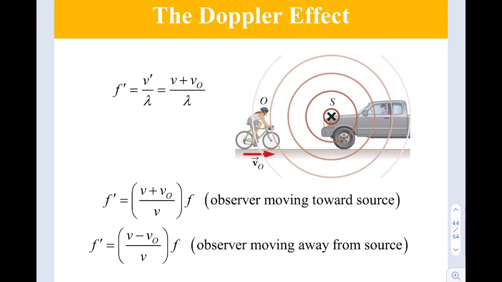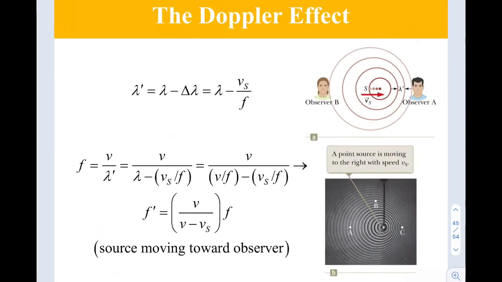So the same goes for the sound wave. Because of the relative motion between the observer and the source of the wave, we are going to have a frequency that varies according to the relative motion between these two. So this is the equation whenever the observer is moving towards or moving away from the source, and so on.